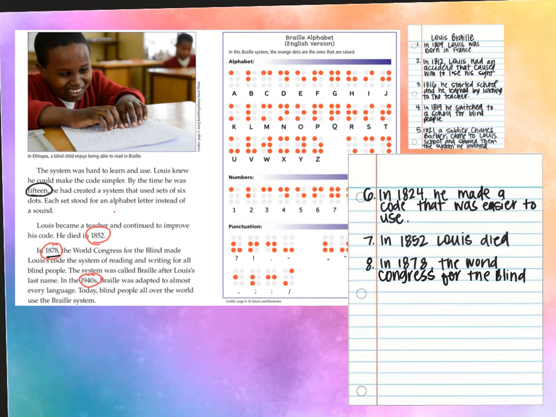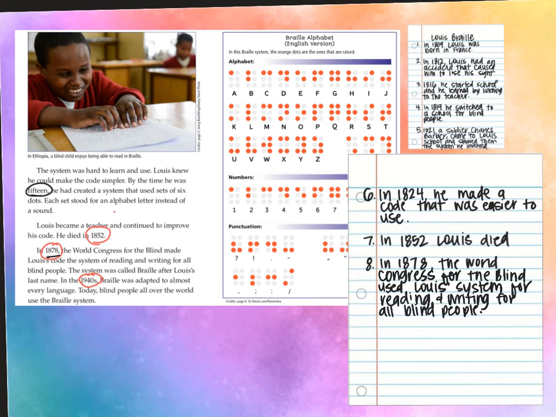And now I want to put this into my own words. It says here that they made Lewis's code the system for reading and writing for all blind people. So we can say they used Lewis's system for reading and writing for all blind people. That's pretty cool. Even after he died, they still honored him by using this system that he created that was much easier than the other one that the soldier created.